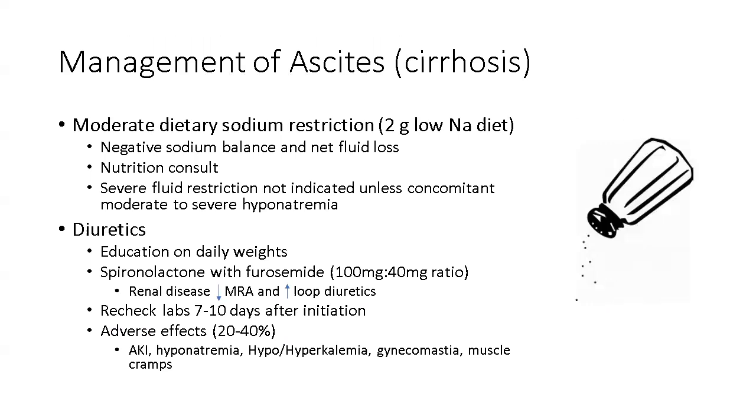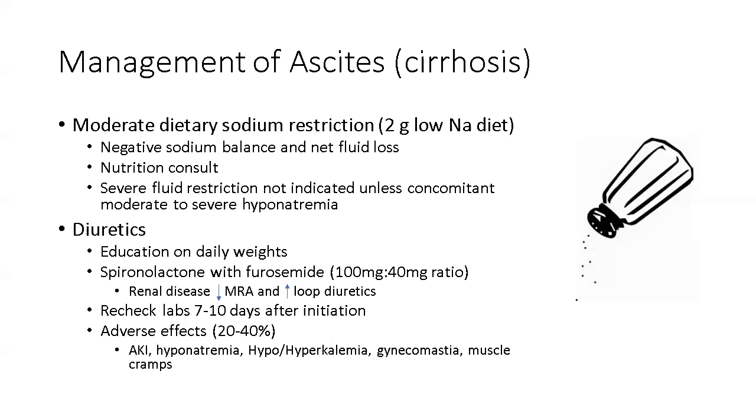So management of ascites, what does the data show? Moderate dietary restriction, which is a 2-gram low sodium diet, similar to our cardiac patients. They have to maintain a negative sodium balance to get net negative fluid losses. This is also a reminder to think about nutrition consults, especially early in the disease course, because people will restrict their sodium and then start to restrict more, and one of the late consequences is sarcopenia and malnutrition. So teaching them how to restrict their sodium while maintaining a healthy intake is important. So just a reminder, get nutrition involved early.